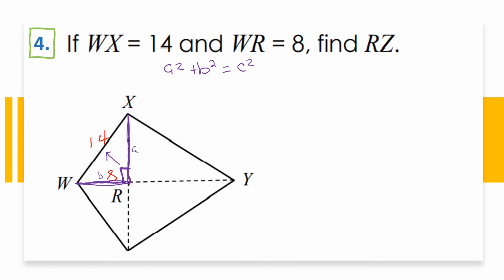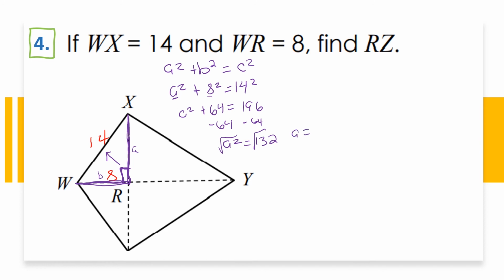So plugging this in here, I'm going to say a squared plus 8 squared is equal to 14 squared. And remember, you could plug in 8 here for a as well. It doesn't matter, you're going to get the same answer. I'm left with a squared plus 64. 14 squared is 196. Subtracting 64, a squared is equal to 132. Take the square root. And a is 11.5.